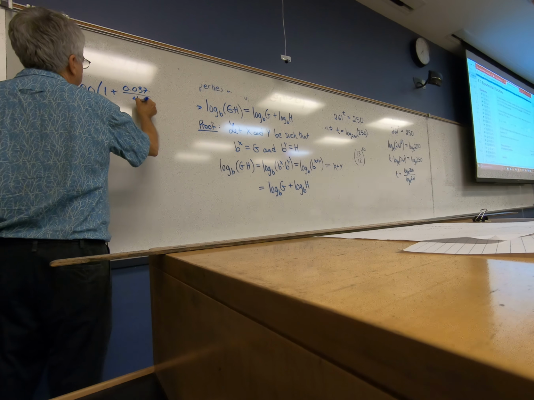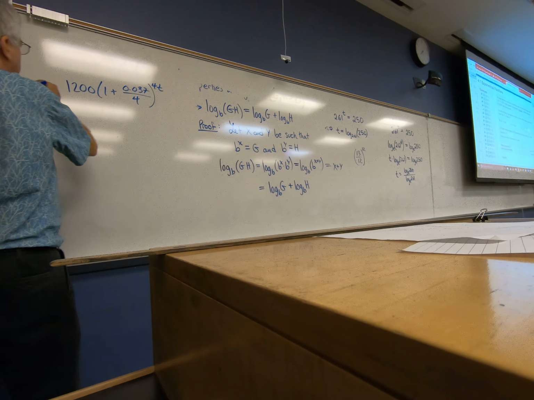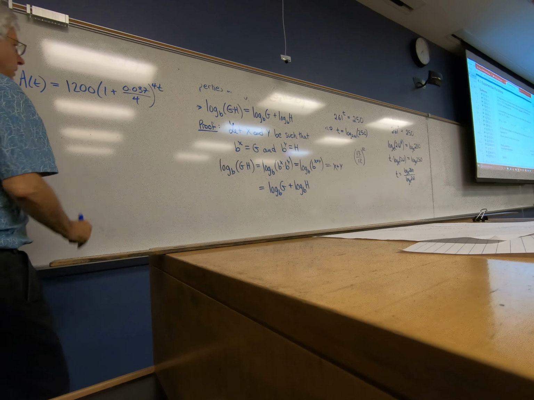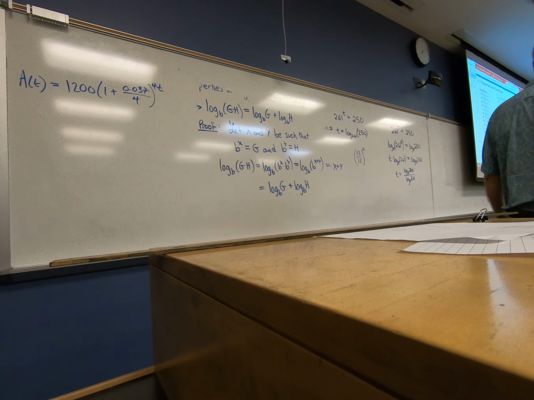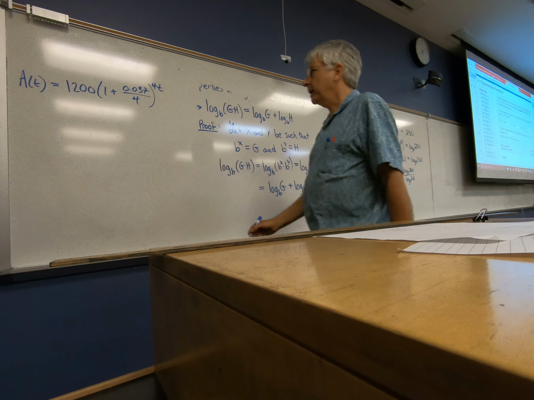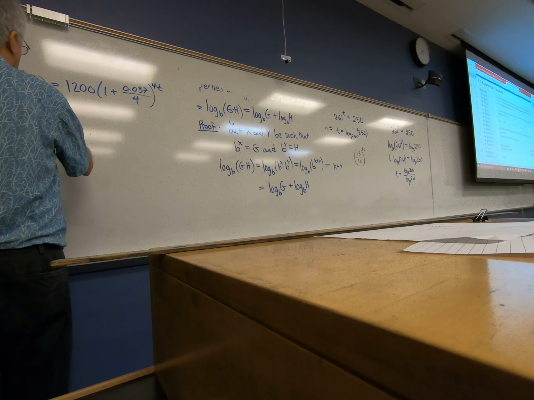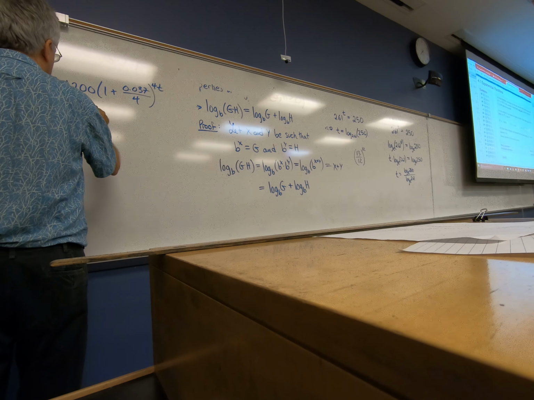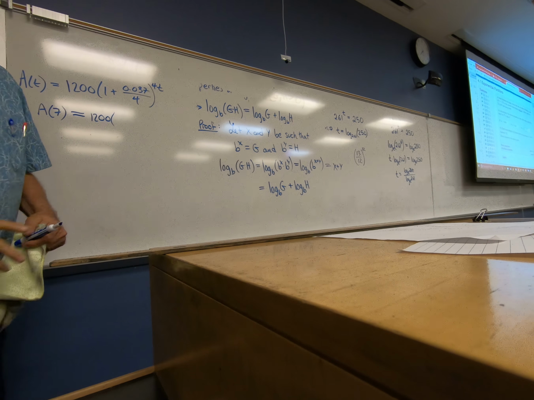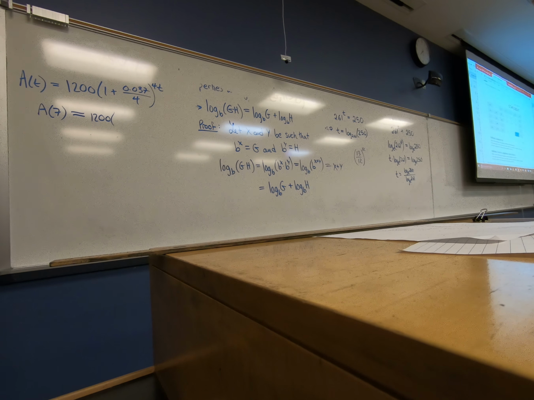0.037 divided by 4, raised to the 4t. That's going to be the amount at time t, and that's going to be after 7 years, A of 7. And let's say we're approximating here, because I'm going to say 0.037 divided by 4. I could do that in my head, but yeah, that was easier. Add 1, and I've got the base.